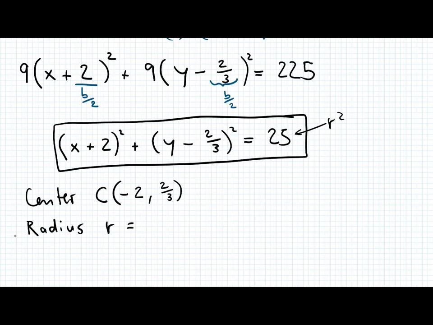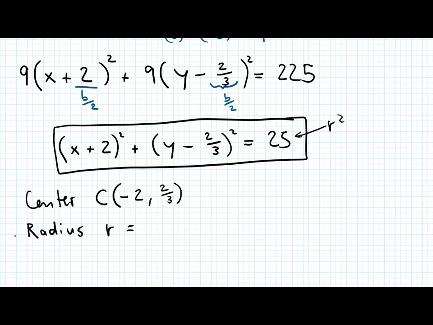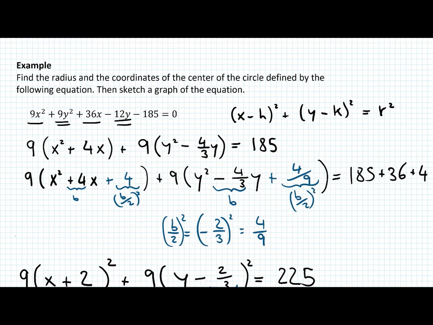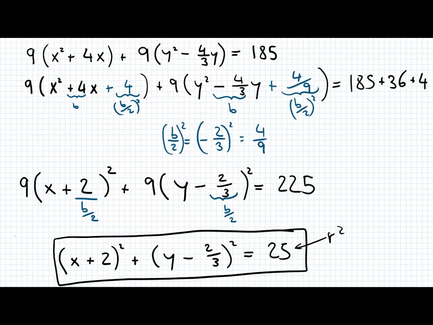So we want to take the square root of 25 and only use the positive root. So here we have a radius of 5, because again, you cannot have a negative radius in this case, okay? Okay, so we found the radius, the coordinates of the center, and we found the equation. Now we want to sketch the graph of the equation, okay?